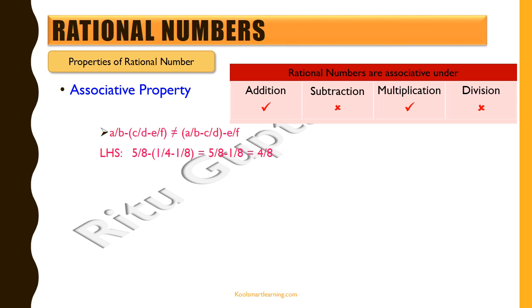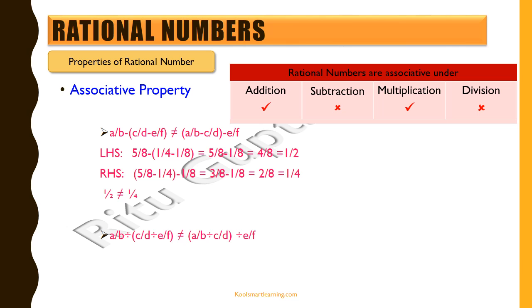Let's see how. If we take three rational numbers here, 5 by 8 minus, then 1 by 4 minus 1 by 8 is in bracket. That is giving us 5 by 8 minus 1 by 8, which is 4 by 8 or 1 by 2. Now let's change the bracket and then see what happens. So if we subtract 1 by 4 from 5 by 8 first, we get 3 by 8, and then we subtract 1 by 8 from 3 by 8, we get 2 by 8, which is 1 by 4. And 1 by 2 and 1 by 4 are not the same. So rational numbers are not associative under subtraction.